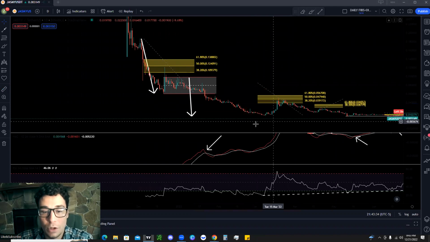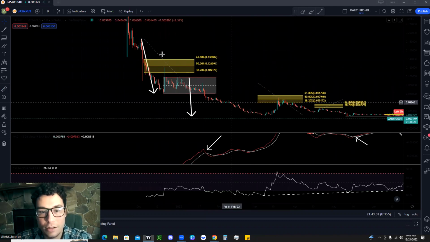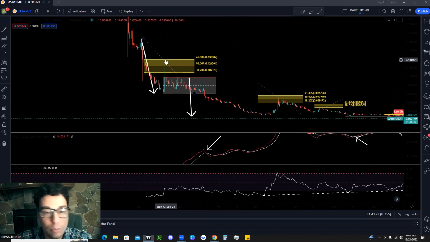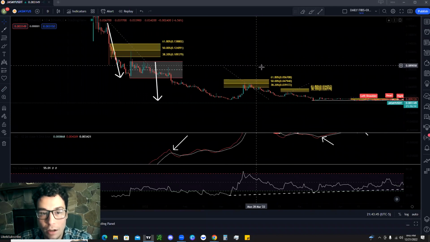All right. So that's the way that you basically just combined 3 strategies together to give yourself an edge and be able to better understand and forecast the price action of JASMY.